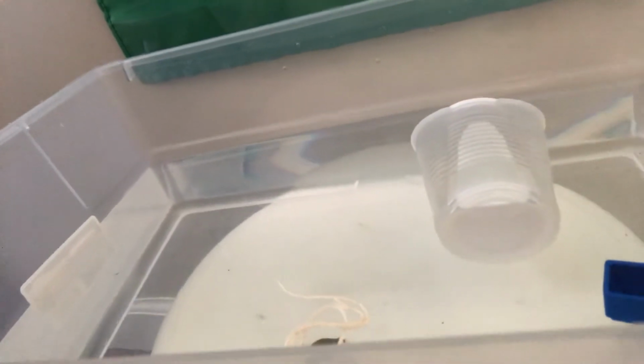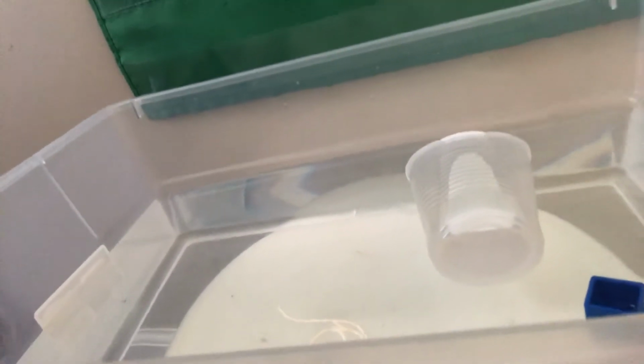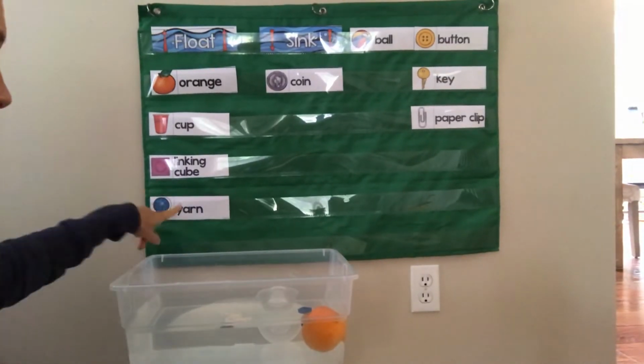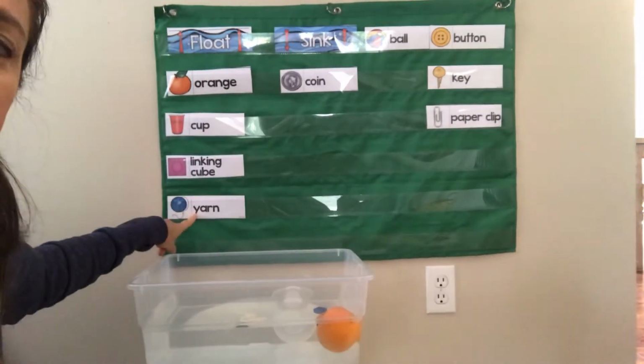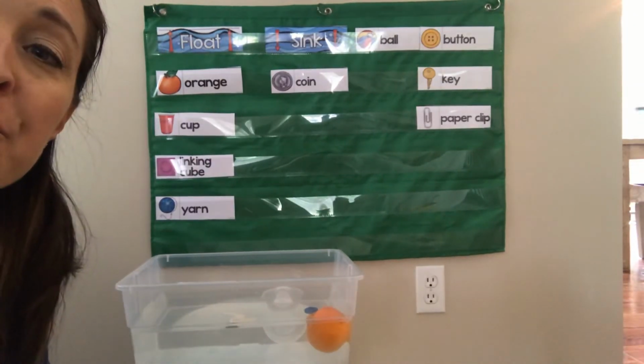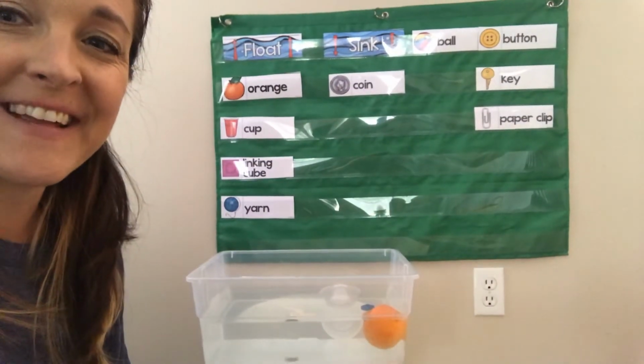What is the yarn doing? That's right, it is floating. So we need to put it over there on our chart. Okay, here's our yarn. We said it's floating. Okay, friends, let's do a few more, okay? Here we go.